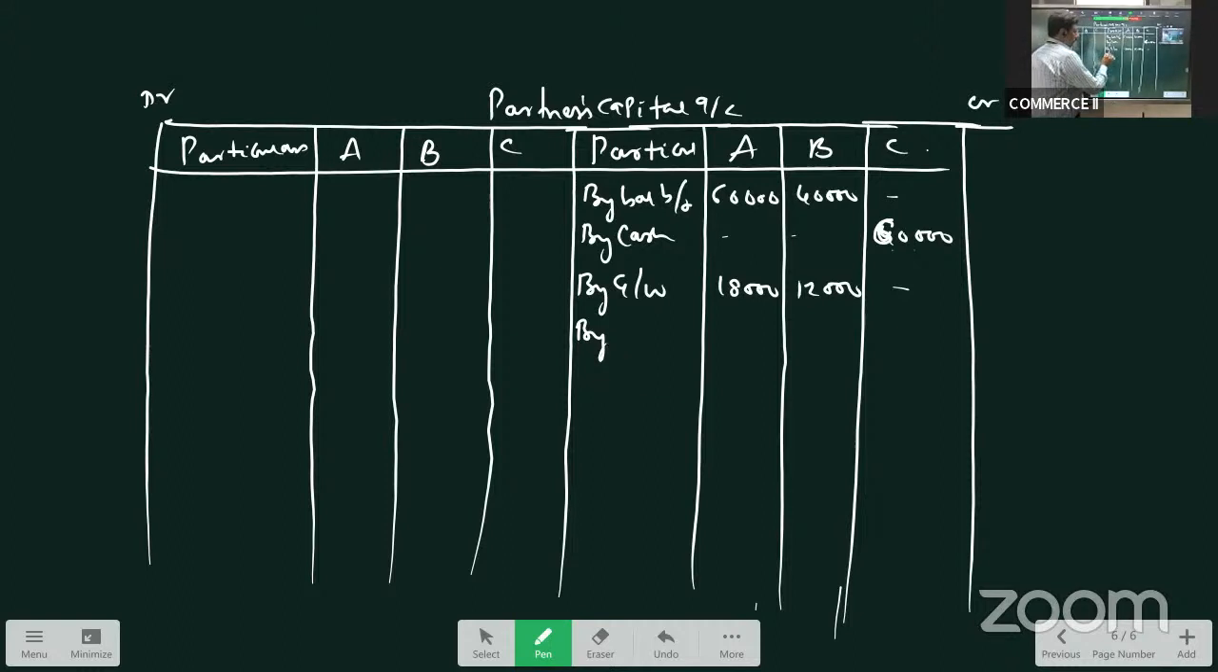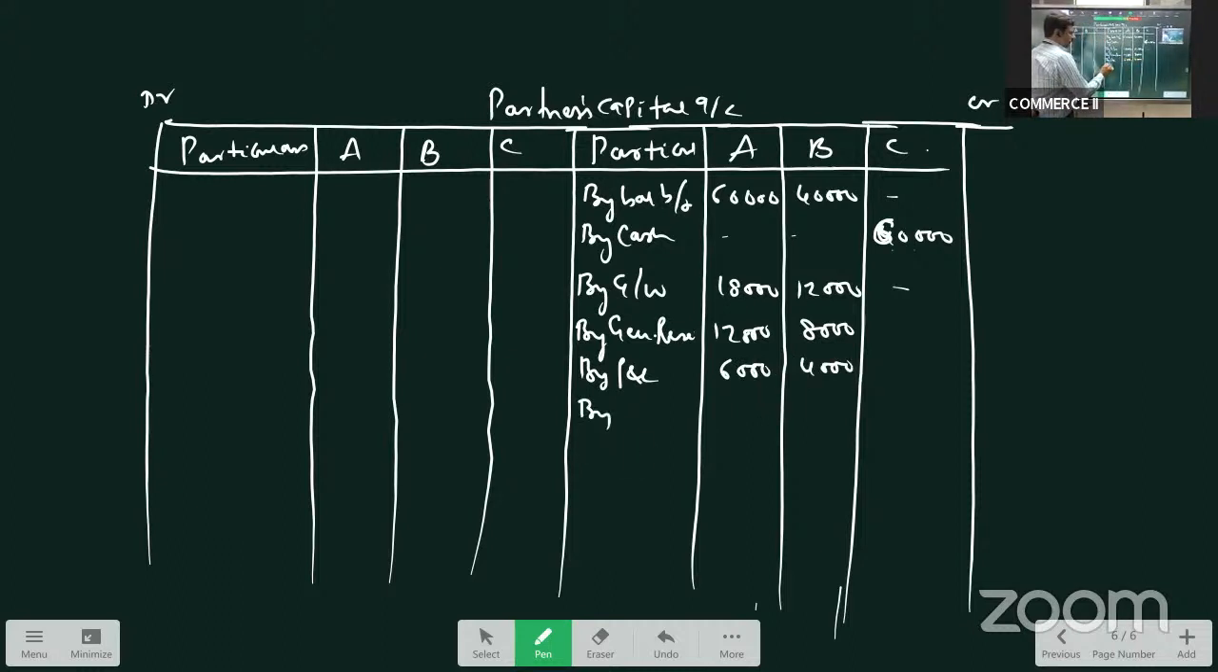So we'll take by general reserve 20,000 credited in the ratio 3:2, that is 20,000 into 3 by 5, 12,000 and 8,000. P&L credit balance, 10,000 credited in the ratio 3:2, 6,000 and 4,000.